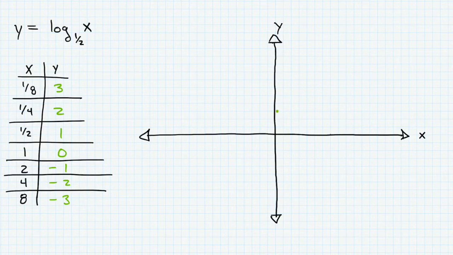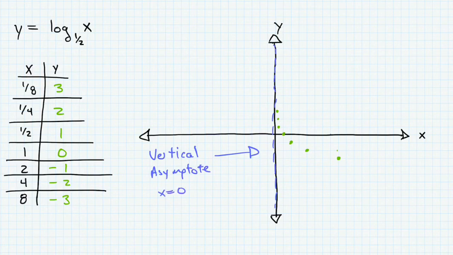Now I'm going to plot these points. Again, do the best you can with the 1/8, 1/4, 1/2. 1, 2, 4, and 8 are easier to plot. And again, the y-axis, you can kind of tell it's getting close there, is the asymptote. And so we get the vertical asymptote at x equals 0, which is the y-axis.